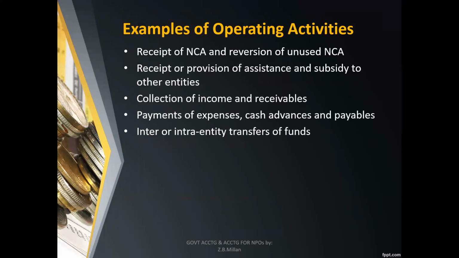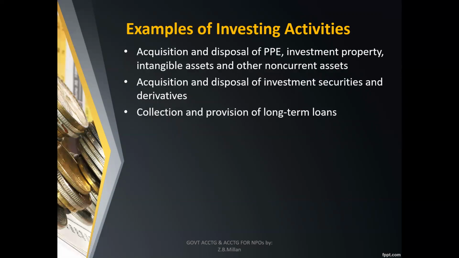So here is a specific example of operating activities in the government accounting. Of course, you have the receipt of the notice of cash allocation and the reversion of unused notice of cash allocation, the receipt or provision of assistance and subsidy to other entities, collection of income and receivable, payment of expenses, cash advances and payables, and inter or intra-entity transfer of funds. Those are some of the examples for operating activities.